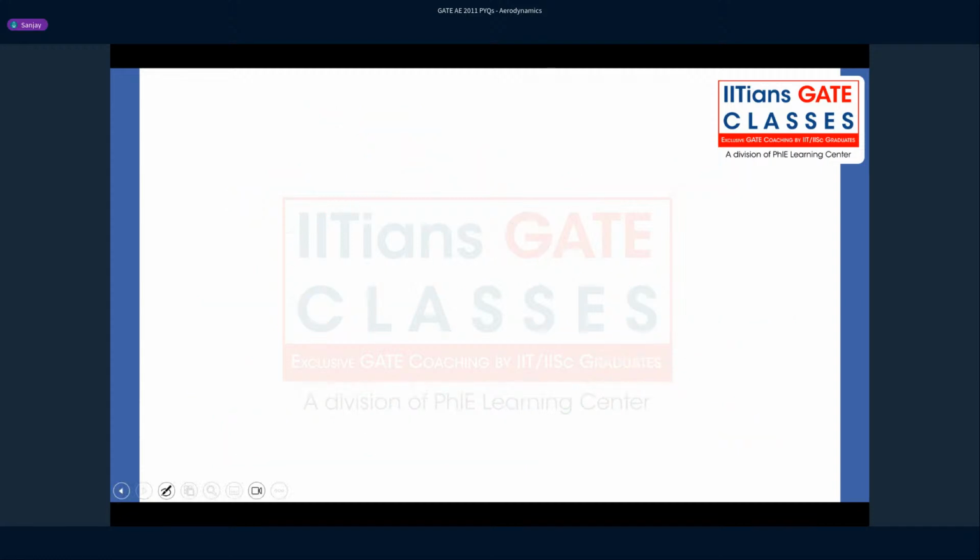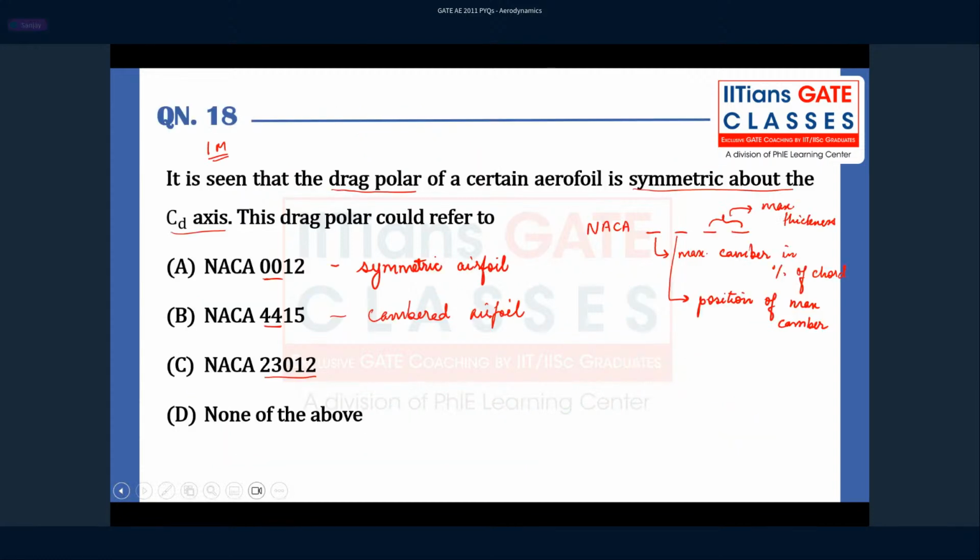So now let's go back to the options and see. Option A says symmetric airfoil, the other option says cambered airfoil, right? So option A should be the correct answer. Drag polar is going to be symmetric for a symmetric aerofoil. All right, any doubts in this question? I hope this is clear.